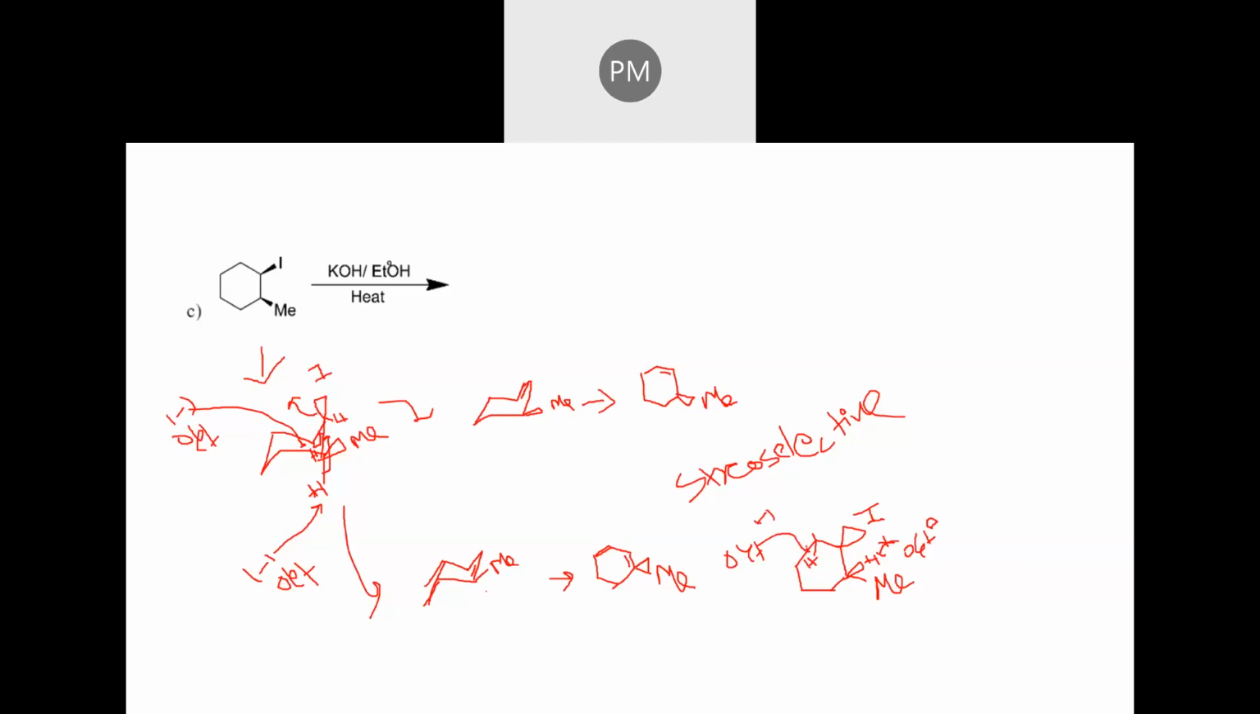So this will abstract this hydrogen, and the double bond will form from here and the iodide will be liberated. So from here we are getting only one product. So this will be a stereospecific reaction. Now our product will look like this. The methyl is below. So this one is an example of stereospecific.